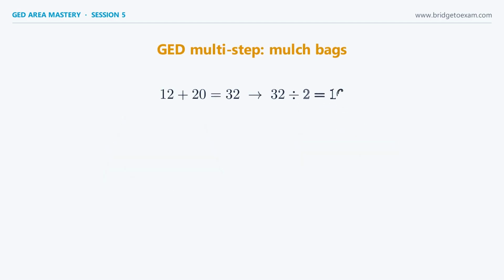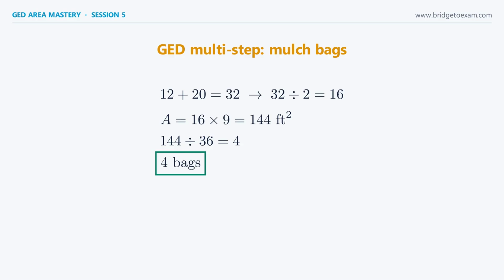And a multi-step version. A flower bed has parallel sides 12 feet and 20, with depth 9. Mulch covers 36 square feet per bag. 12 plus 20 is 32. Half is 16. 16 times 9 is 144 square feet. Divide by 36, exactly 4 bags.